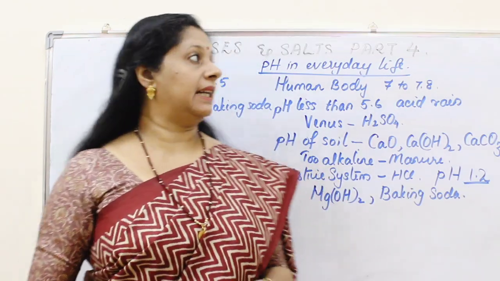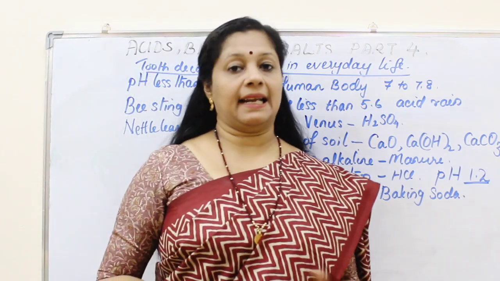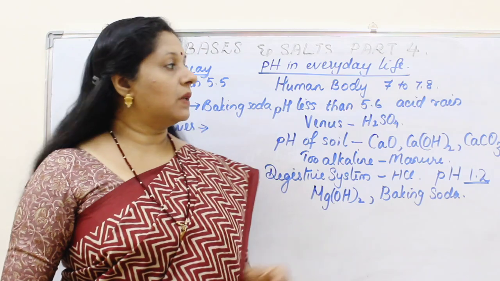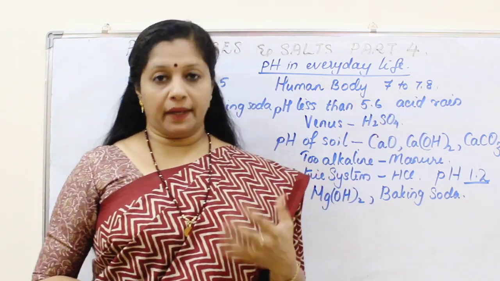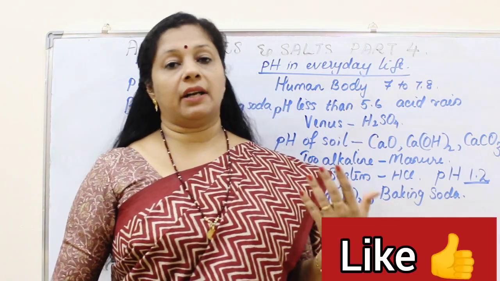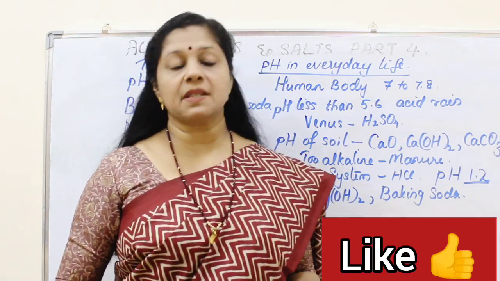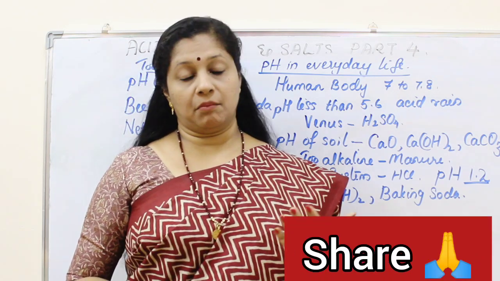Now we will discuss pH value in our daily life. Basically our body is slightly alkaline in nature. Our body works within the range of 7 to 7.8. But this value varies at different parts of our digestive system to enable the digestion or the functions of certain enzymes. But basically speaking, we need to have an alkaline body.